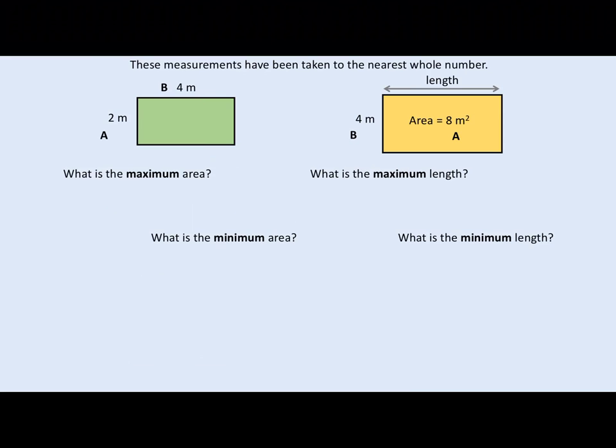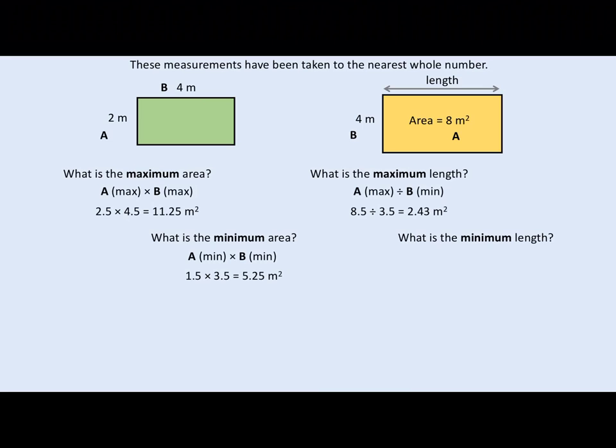Now, if I have this situation where these measurements have been taken to the nearest whole number, the maximum area for A, I'm going to pick the two maximum values of A and B, which is that. If I want the maximum length, or the minimum area, sorry, for the question on the left, I'm going to have to use the two smallest values. But when I'm doing division, I'm going to have to pick the largest of A and the smallest of B. And likewise, I'm going to have to do that for the minimum length. I'm going to have to do the smallest area divided by the largest length.